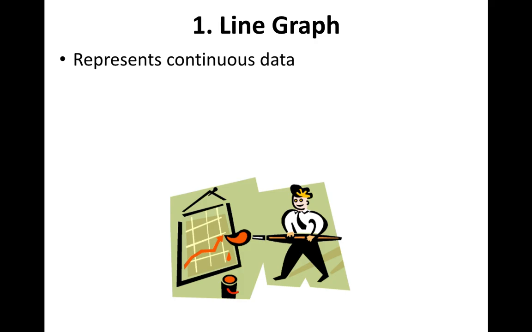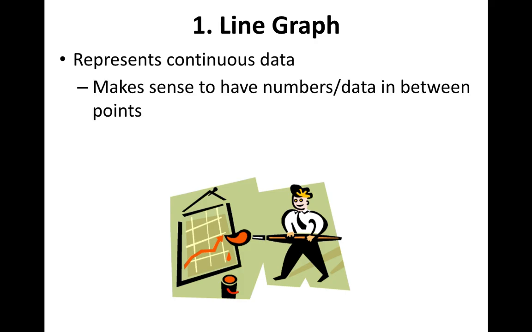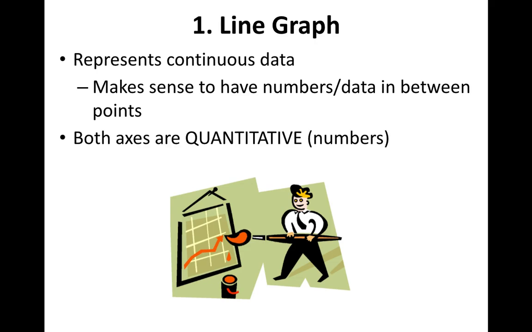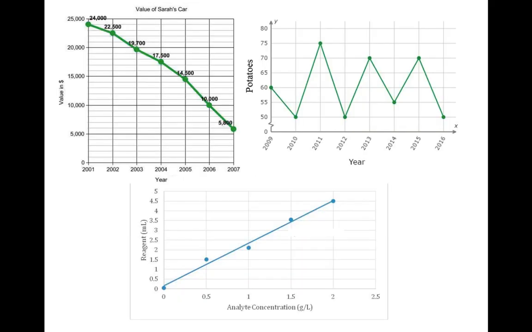We use this to represent continuous data. So it makes sense to have numbers or data in between the data points. Even though it may not be an exact value that you tested, you can still make a prediction based on your trends. You want both axes to be quantitative, or numbers.